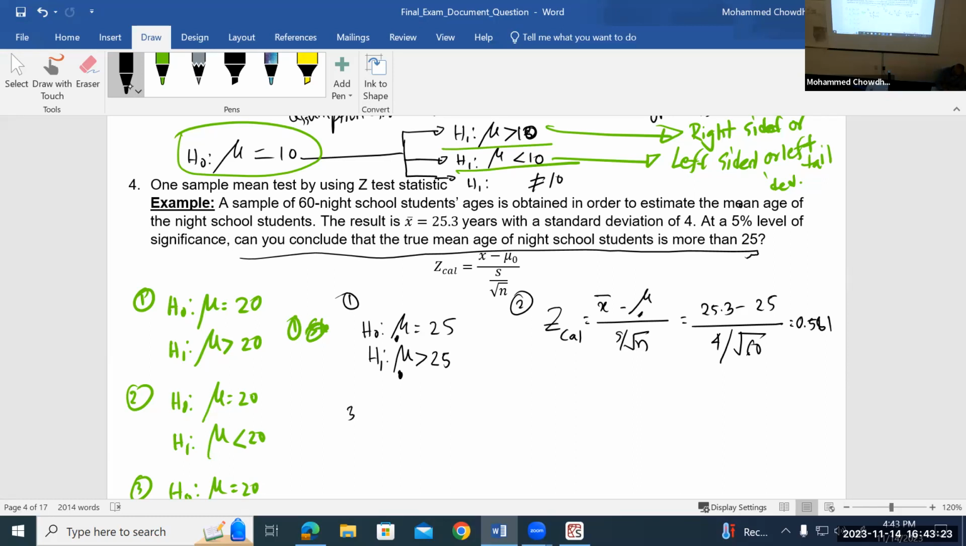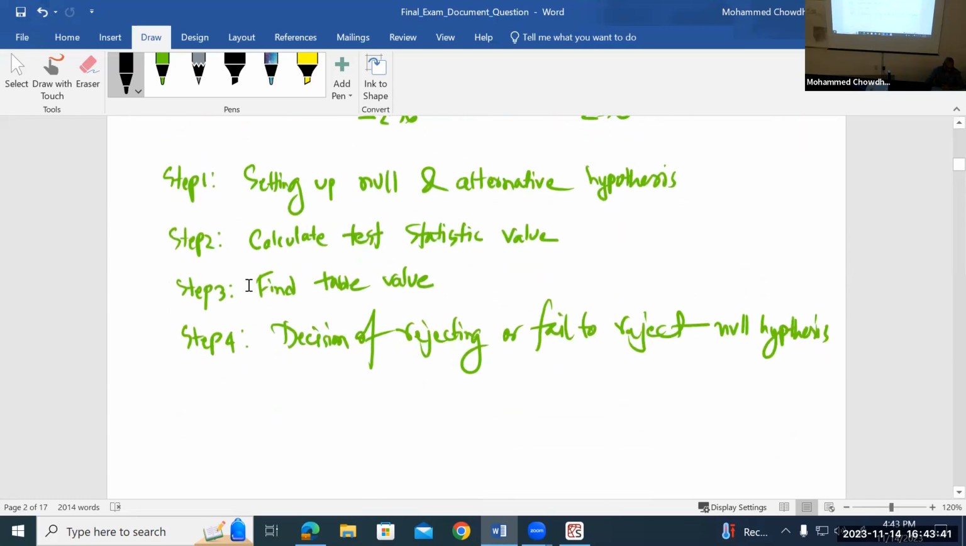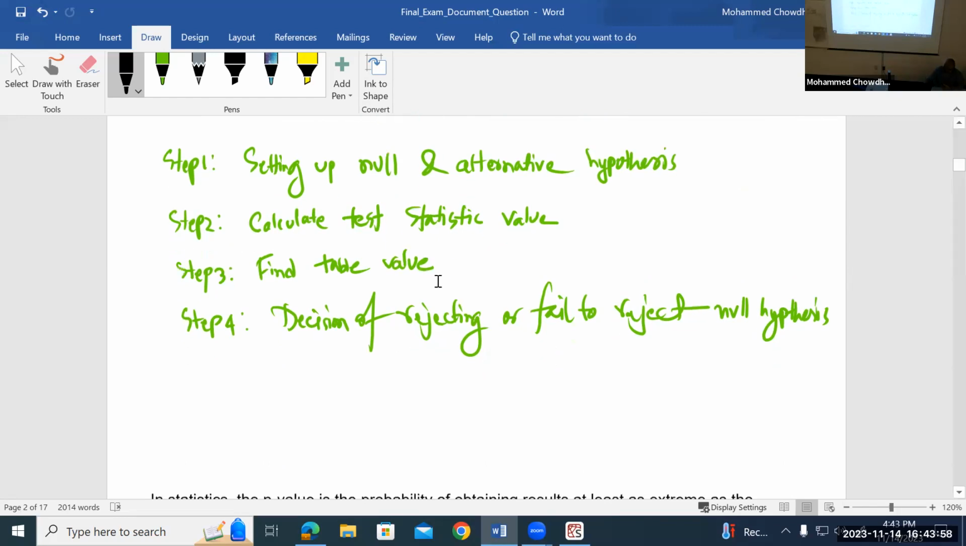So now number 3 is what? Table value, right? So Z table. This is the table value. Clear, right? The third step is the table value. Didn't I write these 4 steps in there? These 4 steps are for conducting a test of hypothesis. You have to follow these 4 steps all the time if you apply the paper and pencil approach. But if you apply the Python approach, you just take a look at the p-value and give a decision. Clear, right?